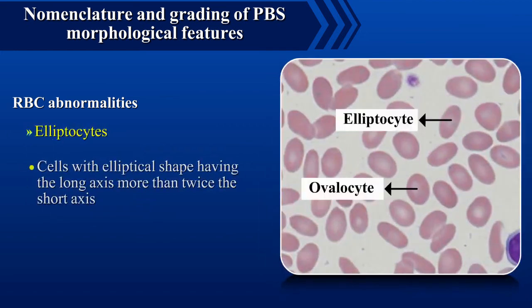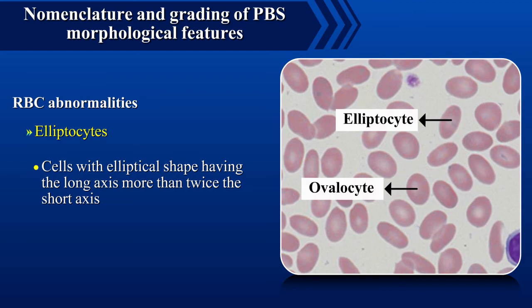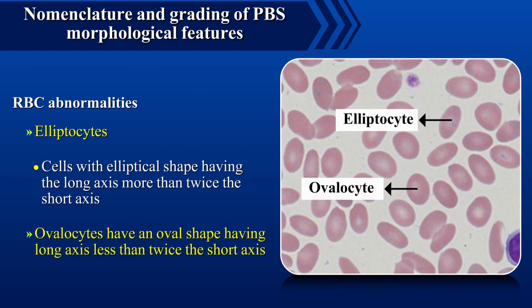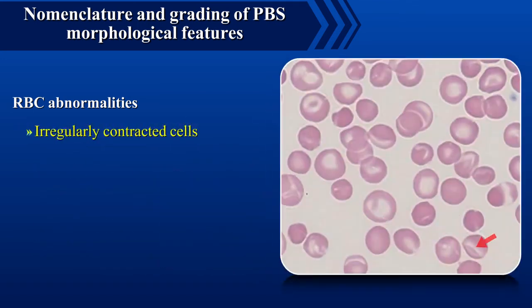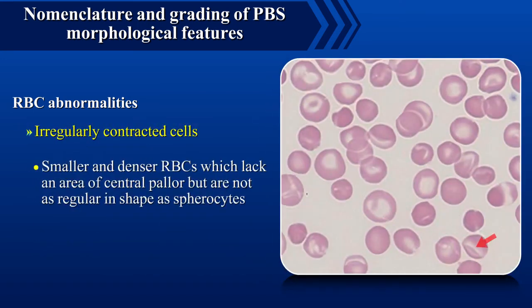Elliptocytes are cells with elliptical shape having the long axis more than twice the short axis, while ovalocytes have an oval shape having long axis less than twice the short axis. Irregularly contracted cells are smaller and denser red blood cells which lack an area of central pallor but are not as regular in shape as spherocytes.